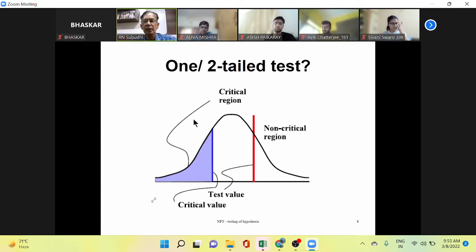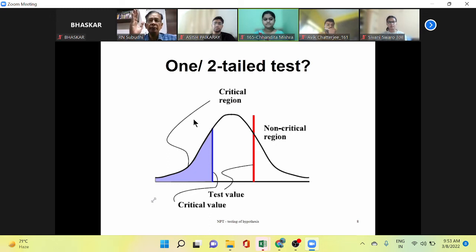All of you remember that, Sandita? Clear? Yes, sir. If one side is unacceptable to us, we will not be happy. We are unhappy, critical, and that area is on one side, that will be called one-tail test. If our criticality, unhappiness, unacceptability lies on both the sides to extreme value, then that will be two-tail test.